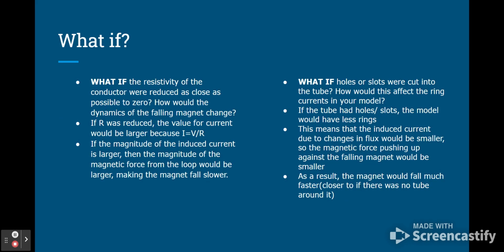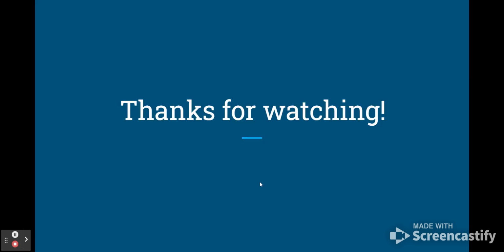If the resistivity was reduced, the value for current would be larger due to Ohm's law, and if the induced current was larger, the magnitude of the magnetic force from the loop would be larger, making the magnet fall even slower. If there were holes and slots, the model would have fewer rings, and fewer rings means that the induced current would be smaller. So the magnetic force pushing up against the falling magnet would be smaller. As a result, the magnet would fall much faster, even closer to if there was no tube around it. That's all. Thank you for watching.